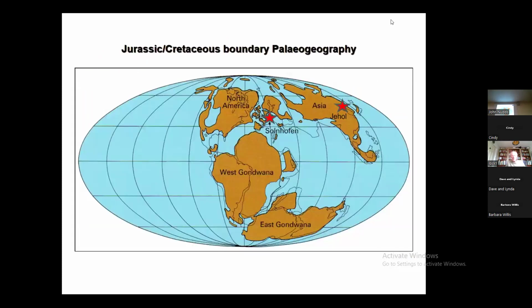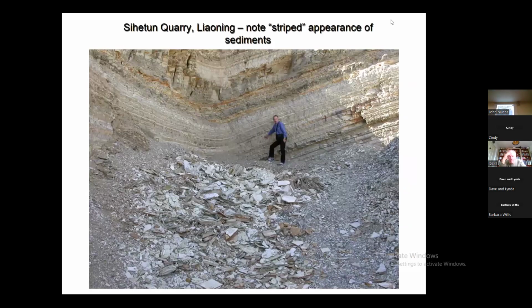And I've just done another paleogeographic map, and I've marked on G-hole again to show how remarkable it is that there's a similarity in the faunas, similar dinosaurs, similar insects, even though there's this huge distance and land barriers between Solnhofen and G-hole. And finally, just a word about preservation.